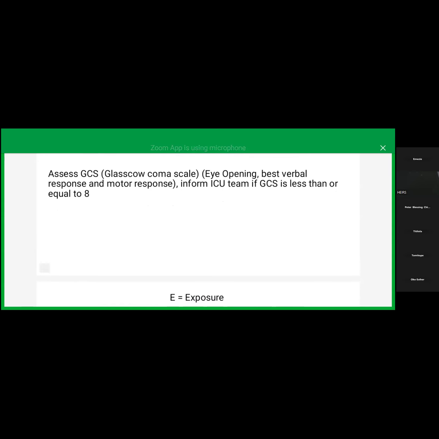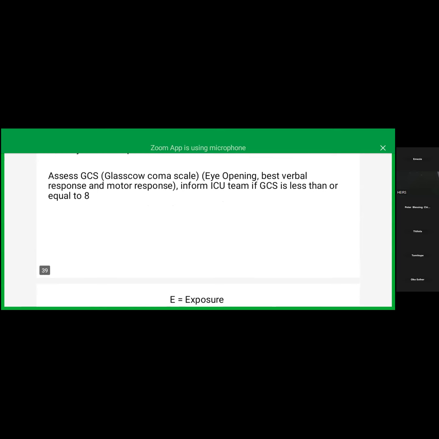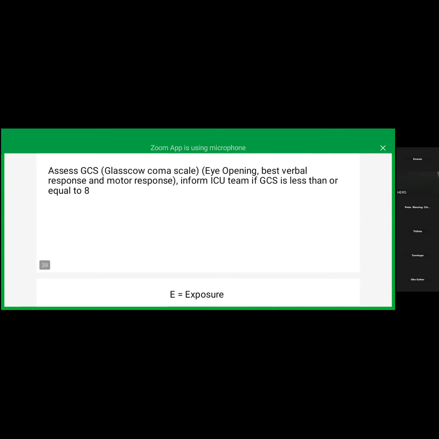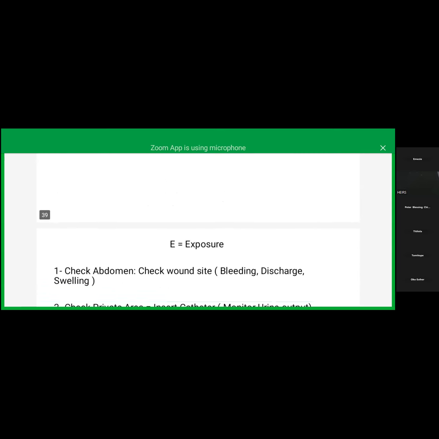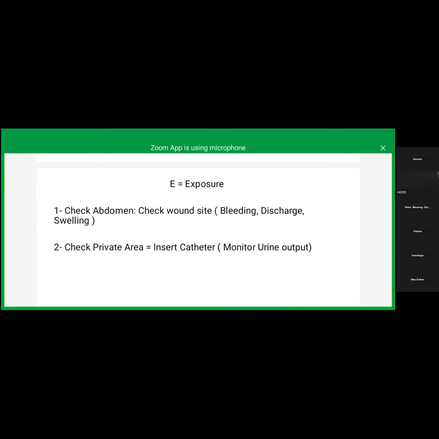Why do we have to admit the patient to intensive care unit? Because it's assumed that any person whose GCS is less than 8 will not be able to breathe on his or her own. So the person will need a machine to support the breathing process. I'm going to come back and explain a little bit what the GCS is all about.